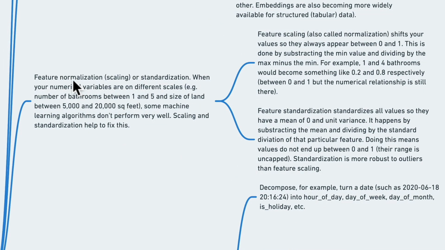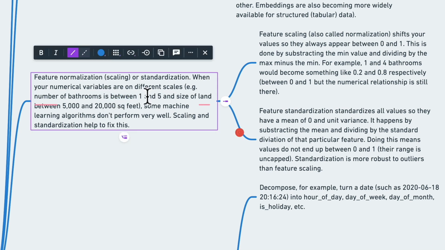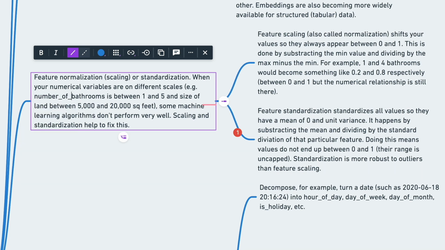Then you might have feature normalization, or scaling, or standardization. So when your numerical variables are on different scales, for example, the number of bathrooms is between 1 and 5, and the size of land, again, this is not scripted, this is just us exploring this, is between 5,000 and 20,000 square feet, some machine learning algorithms don't perform very well.